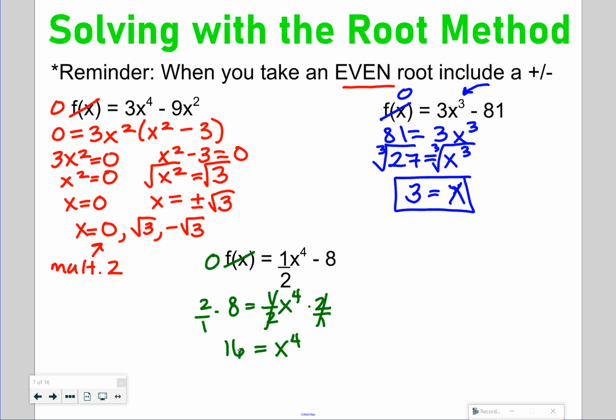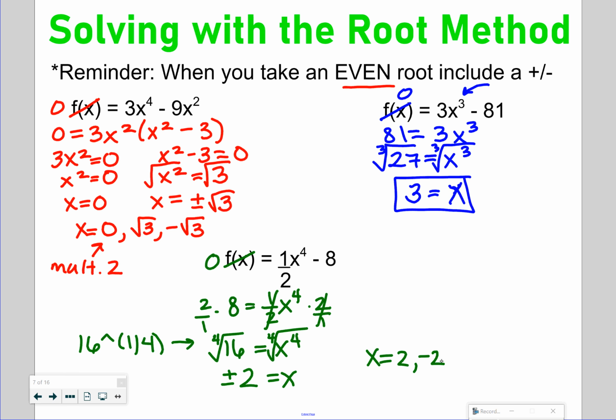And now I'm ready to take my root. This time I have a fourth power, so I'm going to do a fourth root on each side. Because that is an even root, I will put a plus or minus in front of my answer. Now in your calculator, fourth root of 16, you can find the root function under math, or you could just type in 16 to the 1/4 power. Remember, that's equivalent to seeing a root. We can type it in as 1 over that power. Either way, you're going to get a 2, and we put a plus or minus in front of it because it's an even root. So x equals 2 and x equals -2 are our two solutions to this equation.